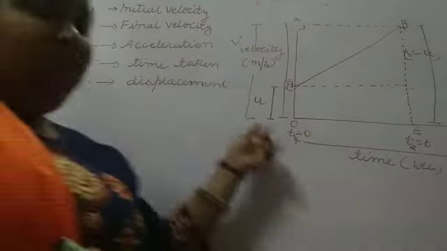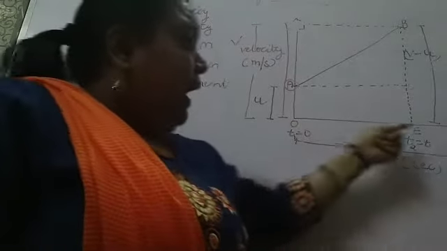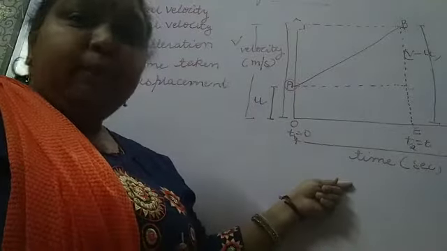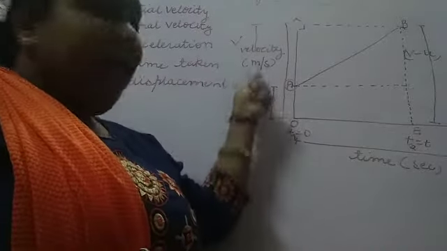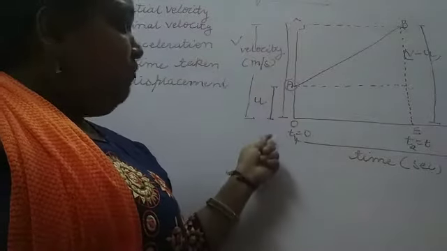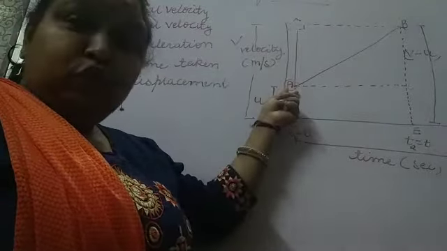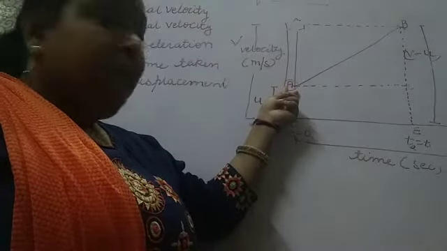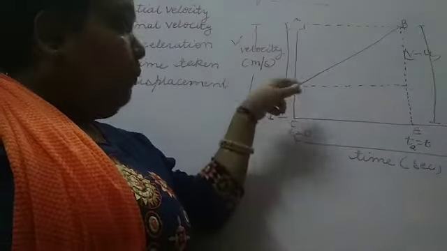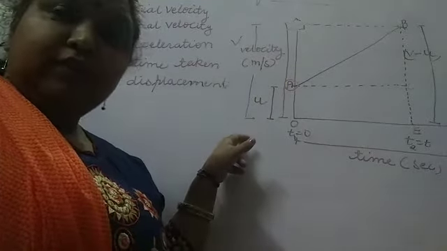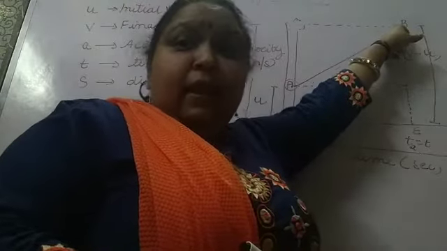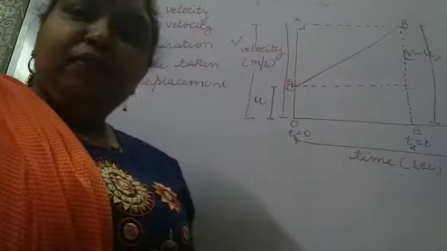Then come to the graph. I have taken the x-axis and y-axis. Along the x-axis we are going to show time and along the y-axis we are going to show velocity. We have assumed that A is a position with initial velocity. Any object starts from A having initial velocity u and reaches B having the final velocity v.